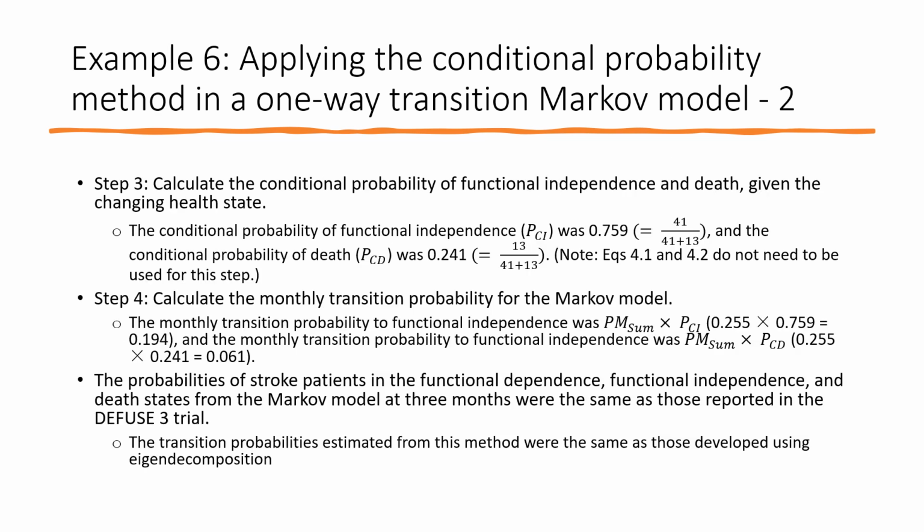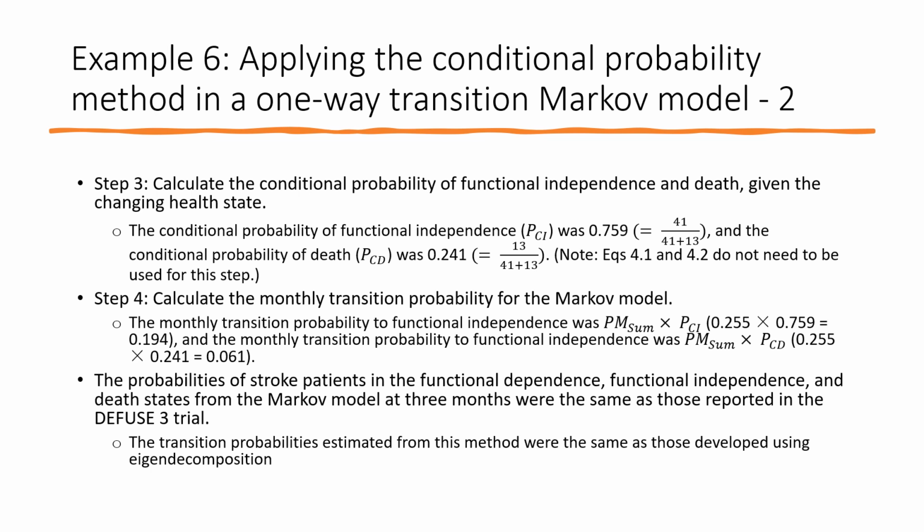Step 3. Calculate the conditional probability of functional independence and death, given the changing health state. The conditional probability of functional independence was 0.759, equals 41 divided by 41 plus 13, and the conditional probability of death was 0.241, equals 13 divided by 41 plus 13. Step 4. Calculate the monthly transition probability for Markov model.